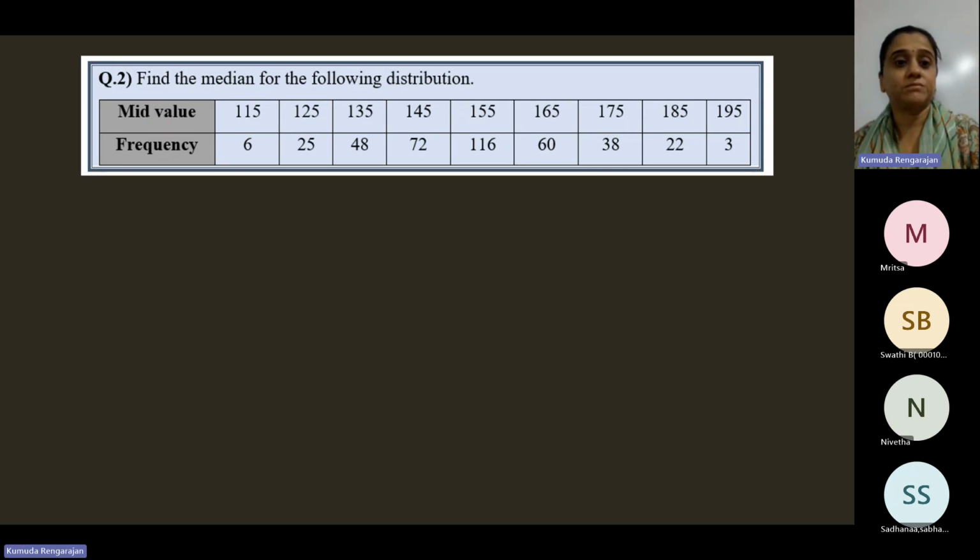Now look at this one. Find the median for the following distribution. Now, to find the median, you need class intervals. Without class intervals, we cannot find the median because we need to take the lower limit, L, the lower limit of the median class interval. Without class intervals, we can't find the median. But what is given here? The mid value is given.